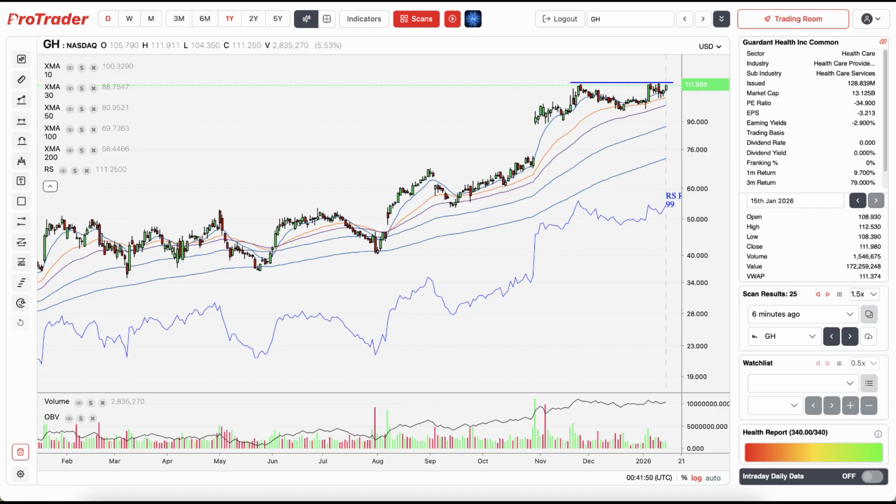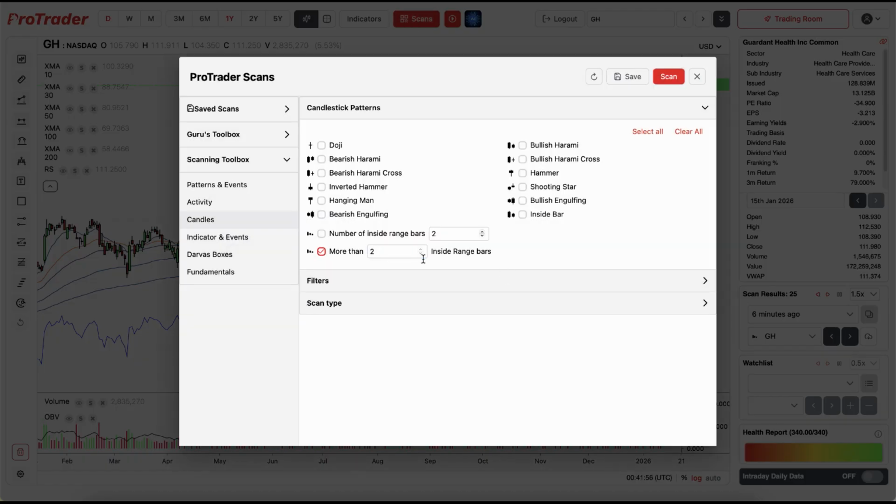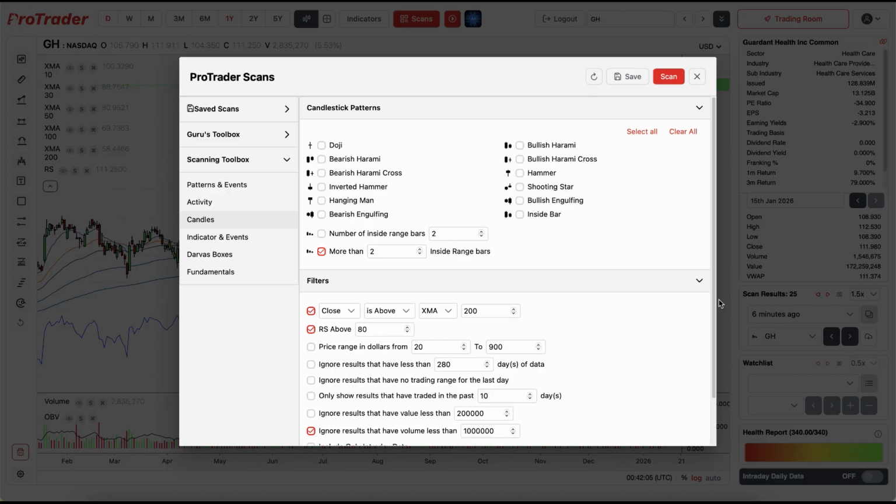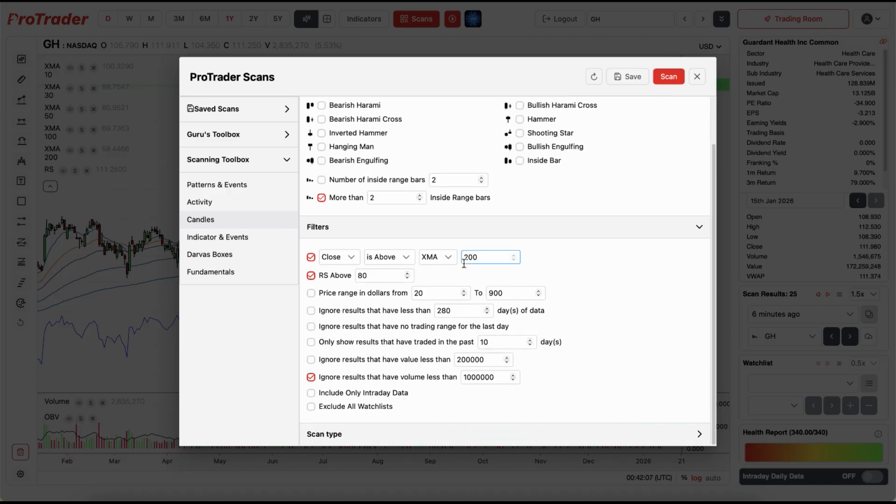Hey, I just want to do a quick video to show what I think is one of our most powerful scans. If you go up into the scan button and press more than two inside range bars. I'm going to explain in a sec what we mean by inside range bars, but the filters I put on then is any stock above its 200 exponential moving average, and I'm looking for relative strength above 80. Okay, so I'm only looking for the strong relative strength names that are in uptrends, then tightening.